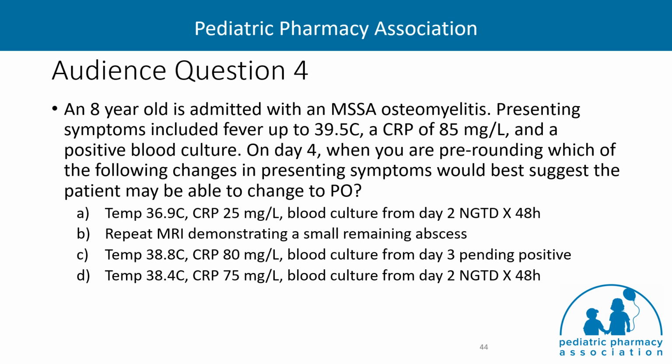And for our fourth question, an 8-year-old is admitted with a MSSA osteo. They had a fever up to 39.5 Celsius, a CRP of 85, and a positive blood culture on admission. On day 4, whenever you are pre-rounding, which of the following changes in the presenting symptoms would best suggest the patient may be able to change to PO? Pause and take a few seconds to look at this one.